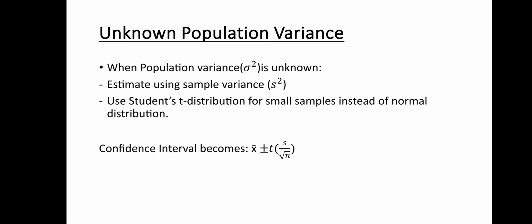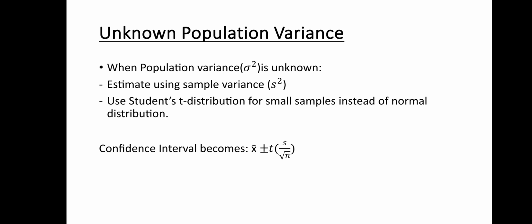When we don't know the population standard deviation, we use our sample standard deviation instead, and we switch from the normal distribution to the t distribution, especially for small sample sizes. The modified confidence interval formula becomes x bar plus minus t times s by root n. The t value here depends on both our desired confidence level and our degrees of freedom, which is essentially our sample size minus 1.